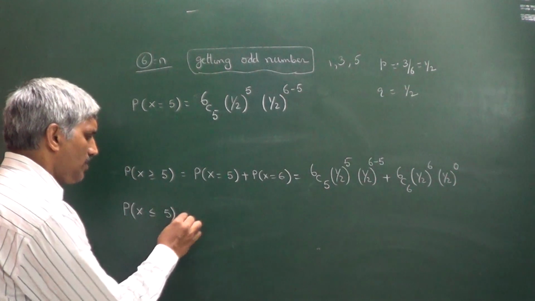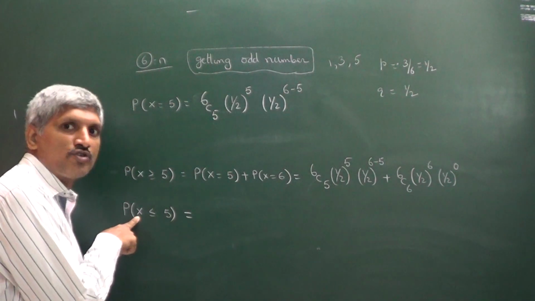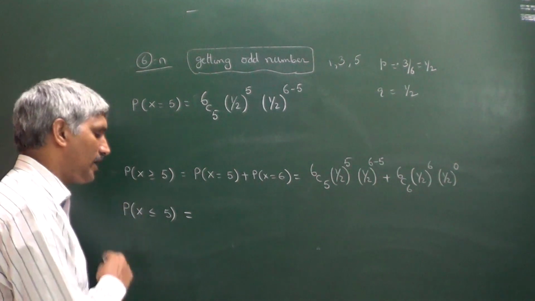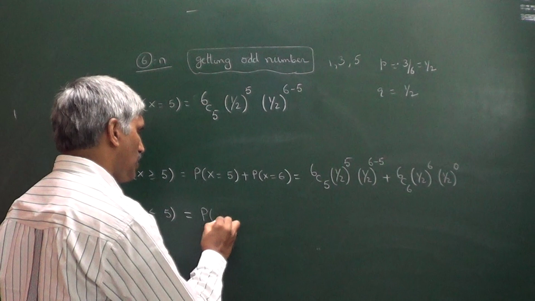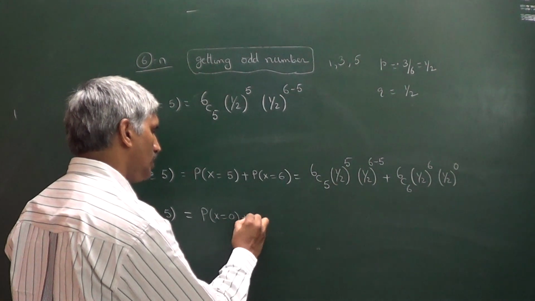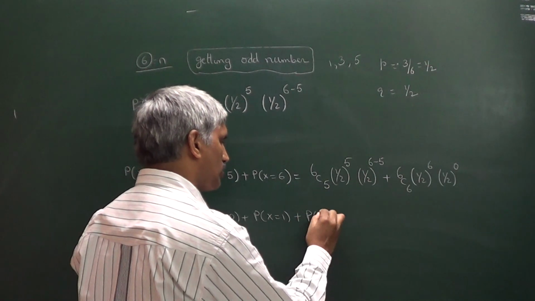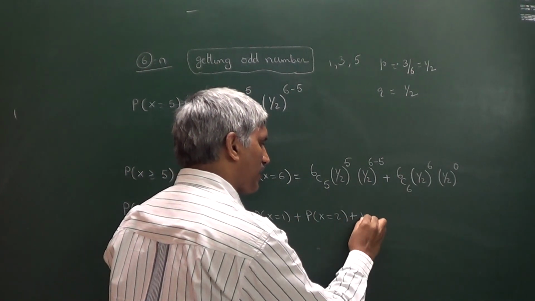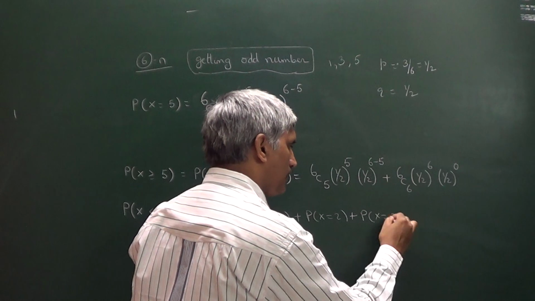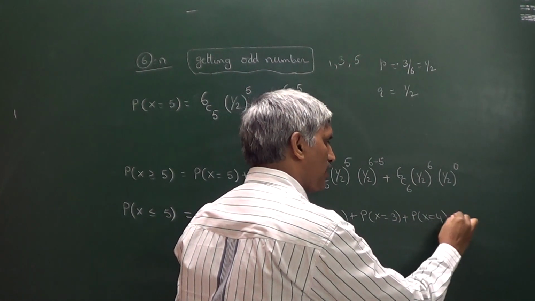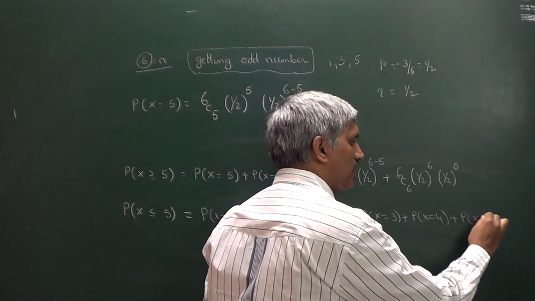Next he is asking probability of getting at most 5 successes. Number of successes must be less than or equal to 5. So we have to find P of x is equal to 0 plus P of x is equal to 1 plus P of x is equal to 2 plus P of x is equal to 3 plus P of x is equal to 4 plus P of x is equal to 5. We have to find out.